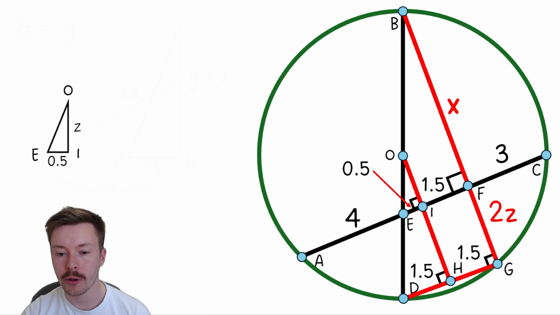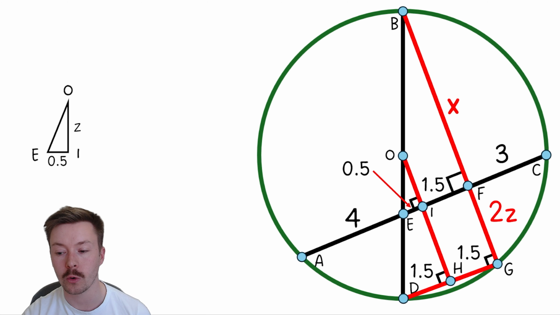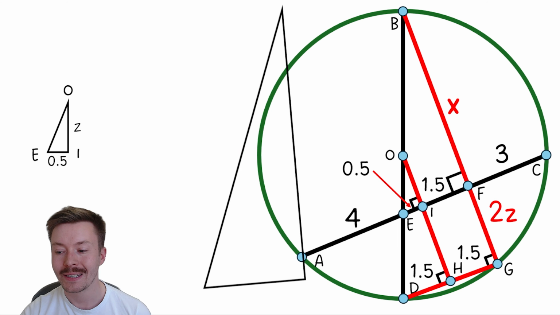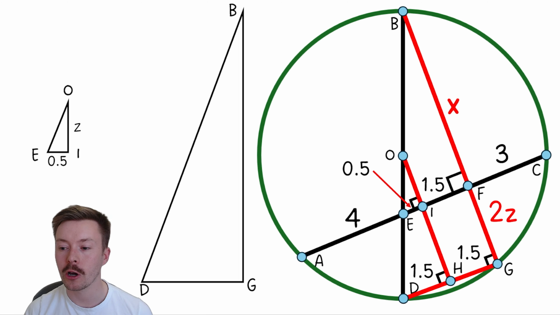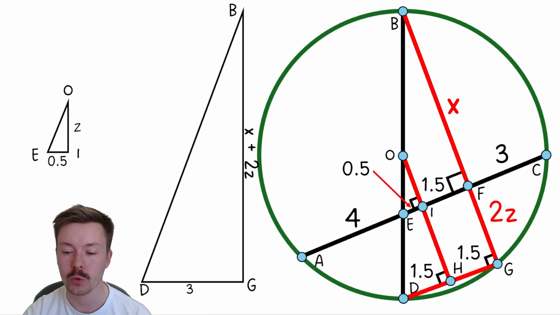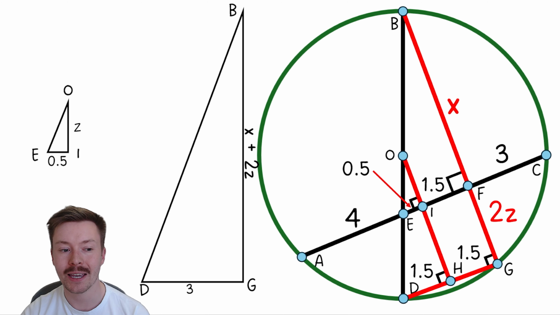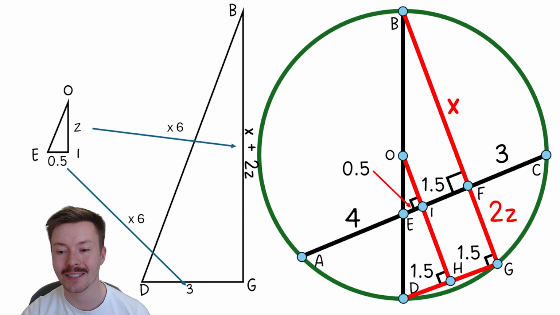Okay, now the next thing I want to do is consider still this EIO triangle, but also DGB. Okay, this larger triangle. Now, the base of that is going to have a length of 3, and B to G is going to have a length of X plus 2Z. Now, my scale factor here is timesing by 6. 0.5 times 6 is 3. So Z times 6 is X plus 2Z.